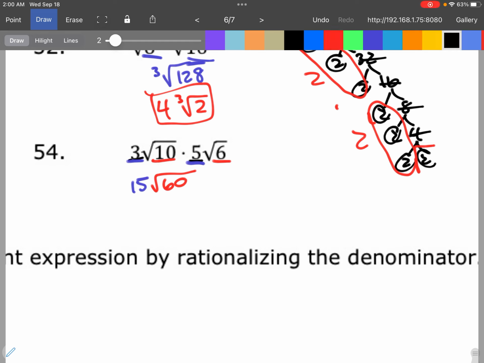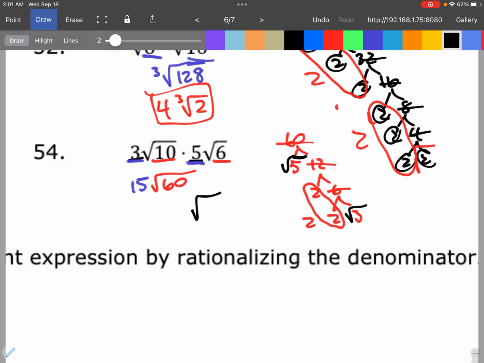I'm going to go over here and break down 60. That's going to be 5 and 12. 12 is going to be 2 and 6, and then 6 is 2 and 3. Who gets married? These two. And then 5 stays in the house and 3 stays in the house. If 5 and 3 stay in the house, they become 5 times 3, which is 15.